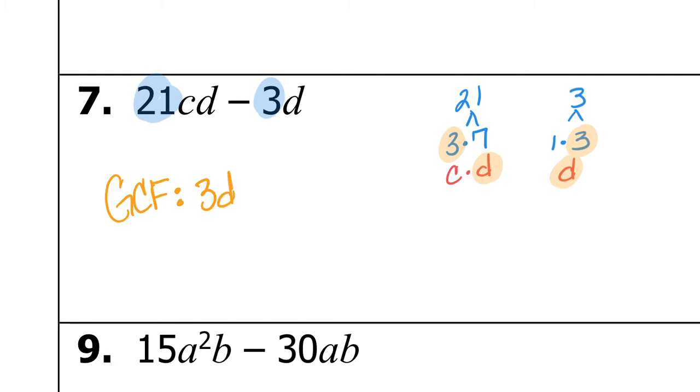Well, that must mean that 7C and 1 must be everything that's left over. So if I was to write it in factored form, I would start with my greatest common factor, which is 3D, everything in yellow, and I would multiply it by everything left over. In my first term, I had a 7 and a C left over. And in my second term, I had a positive 1 left over. And so my factored form is 3D times 7C plus 1.